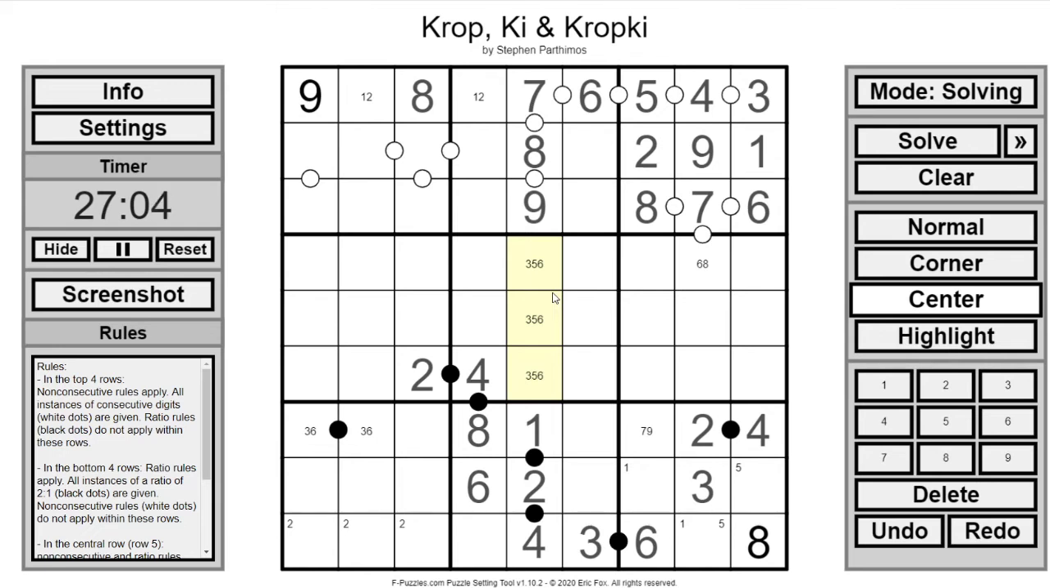7s. 7 can't be next to an 8 because there's no white dot. We got 7 here, so 7 theoretically should be allowed in all of these spots, right? Well, 7 here would force either an 8 or a 6 here, which is impossible. 7 here would force 6, 5, 5. Seems possible. 7 here. What would that do?